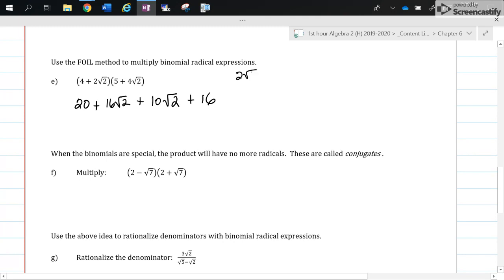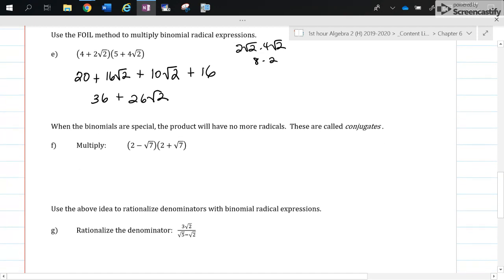So when I multiply 2 times the square root of 2 times 4 times the square root of 2, I get 8 times 2, which is 16. And after I distribute, I always add my like terms. So I have 20 plus 16, which is 36. And 16 times the square root of 2 plus 10 times the square root of 2 is the same thing as 26 times the square root of 2. Okay, let's do one more like that.